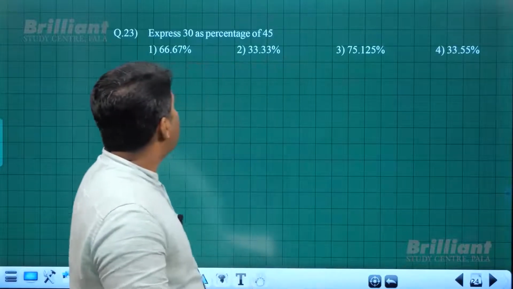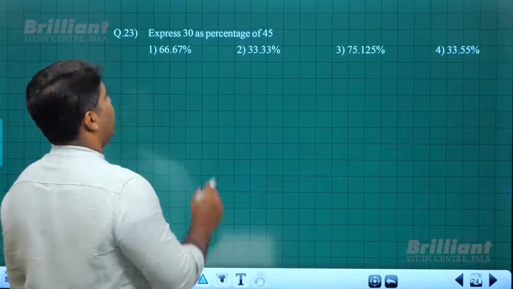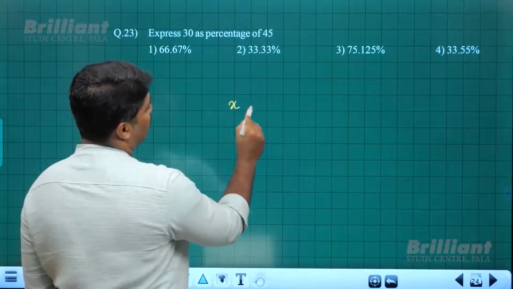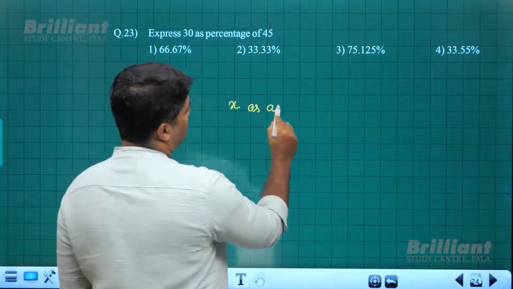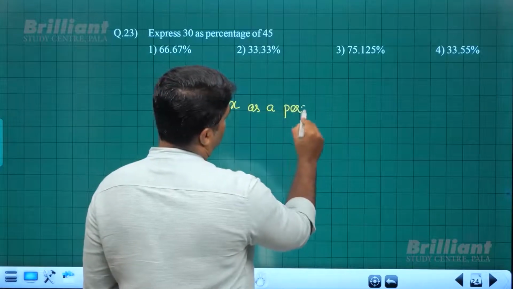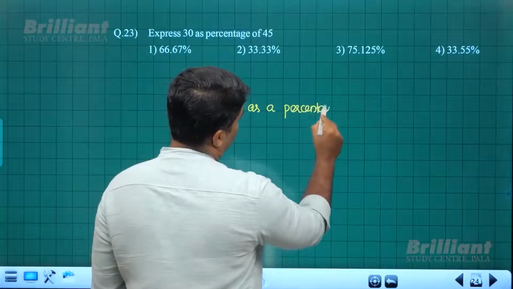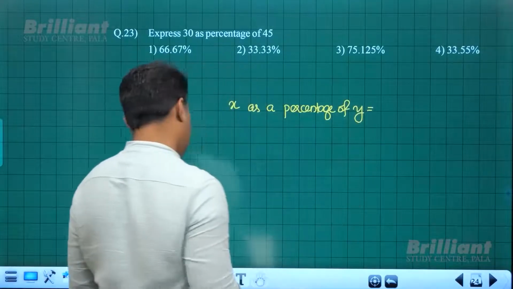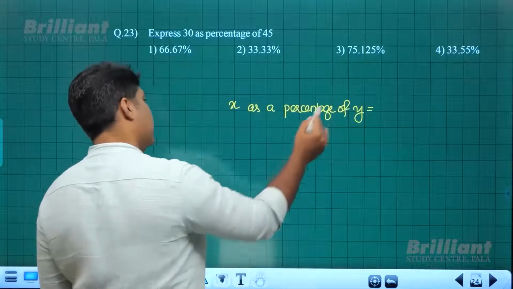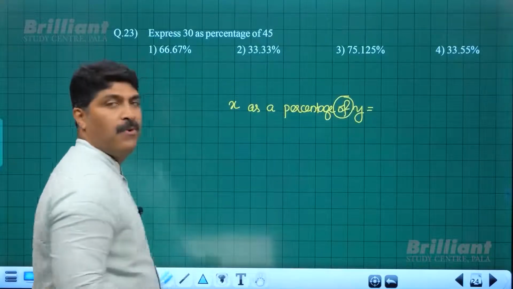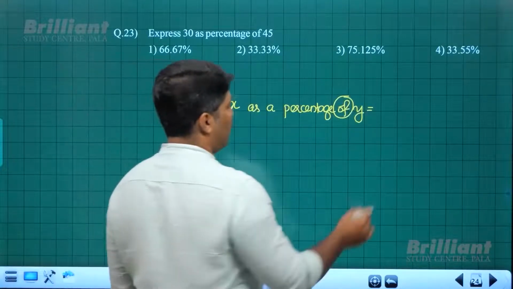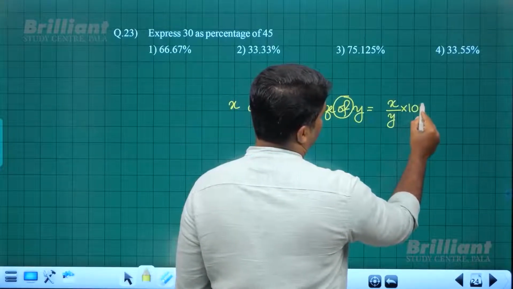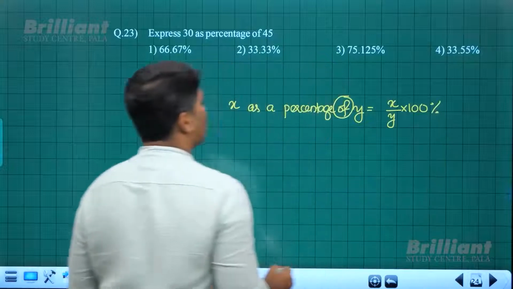Then the next one, express 30 as a percentage of 45. Express 30 as a percentage of 45. So here understand the order. X as a percentage of Y. So how we can write? Understand here immediately after this of, which will be the value? That should be the base or the denominator. This will be X by Y into 100%. So this is a rule.